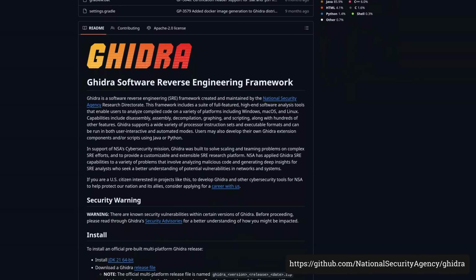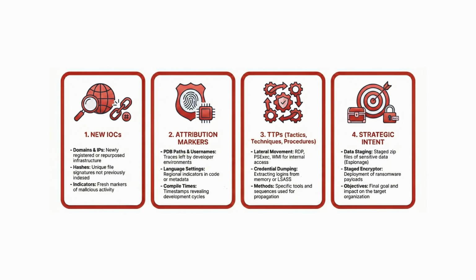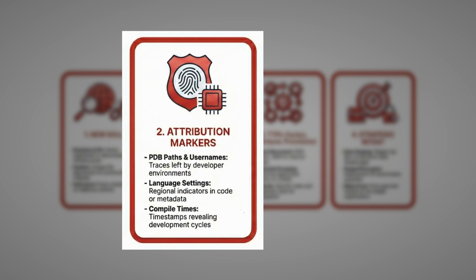Now, you might be asking, what am I trying to hunt for in all this data? What am I trying to find? Well, you have new IOCs, like domains, IPs, or hashes, that weren't previously found. You have attribution markers, like PDB paths with developer usernames, language settings, and compile times. You have tactics, techniques, and procedures, or TTPs, like how did the adversary move laterally? What credential dumping method did they use? Did they use RDP or PsExec?